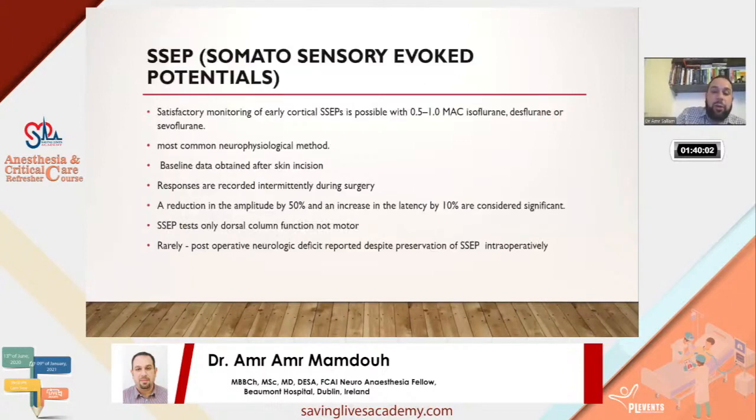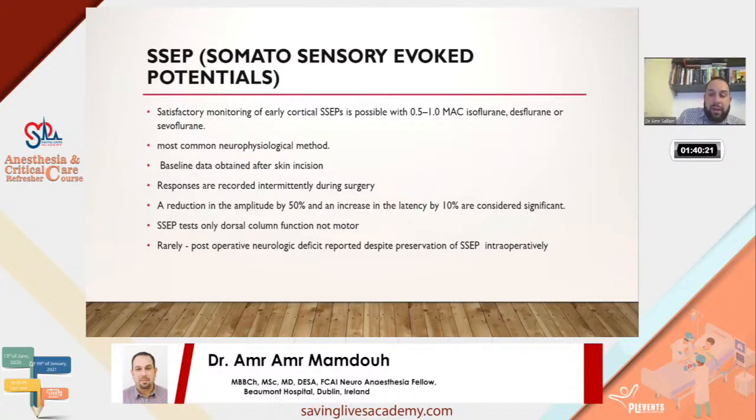If we're going to talk about the somatosensory evoked potential, the goal of the whole intraoperative neuromonitoring is to identify disruption in the nerve signals quickly so that surgical adjustment can be made before the spinal column configuration is set.